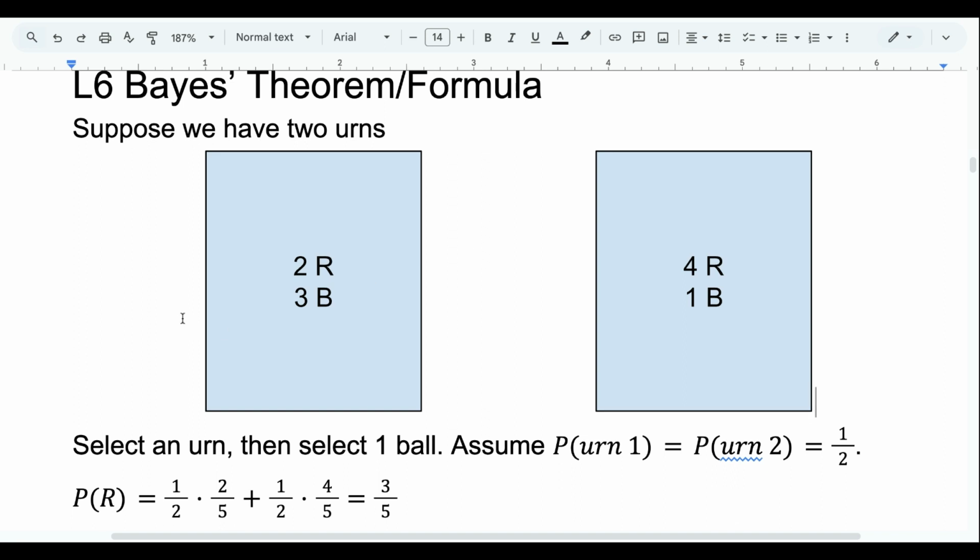It's 1/2 times the probability in the first urn, which is 2 out of 5. There's 5 total in the first urn, 2/5. Plus the other option is urn 2, which is also 1/2, and then times the probability of red inside of urn 2, which is 4 out of 5. Totaling that up gives us, with the cancellation here, 1/5 plus 2/5, which is equal to 3/5.